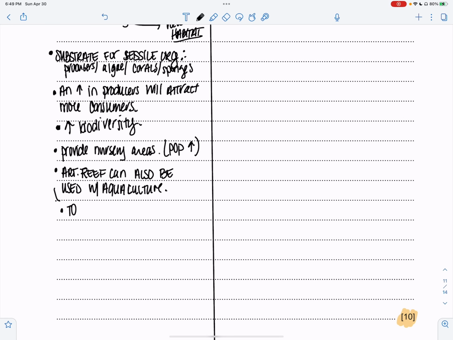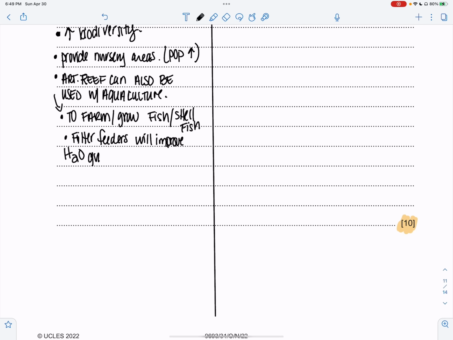So within that same one, it could be used with aquaculture to farm or grow fish or shellfish. Shellfish are your filter feeders. Will improve water quality on the reef.